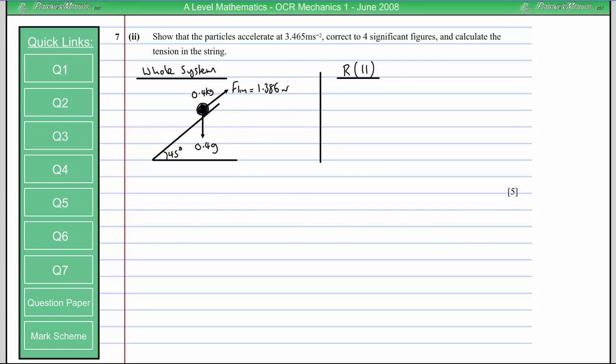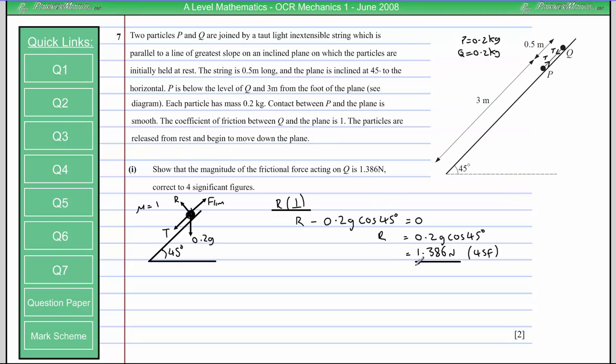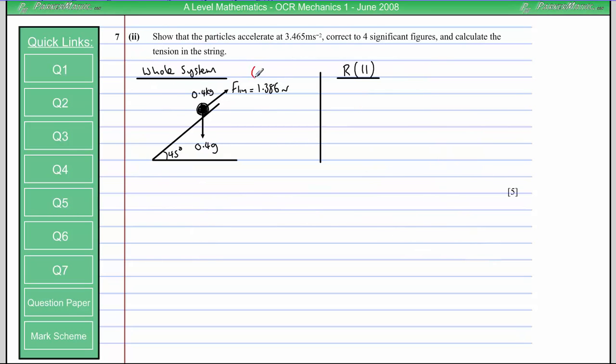Now this limiting friction that's 1.386, we've got a more accurate calculation to get that, and that will be 0.2 G cos 45. So I'm going to write that next to it. 0.2 G cos 45. We should always use exact values when we've got them. So thinking about what's happening down the slope, we've got 0.4 G sine 45, that's the component of the weight. In the other direction, we've got 0.2 G cos 45.